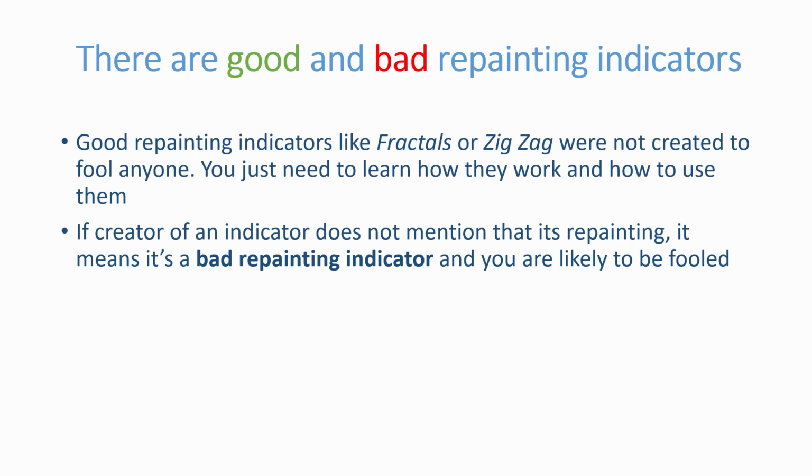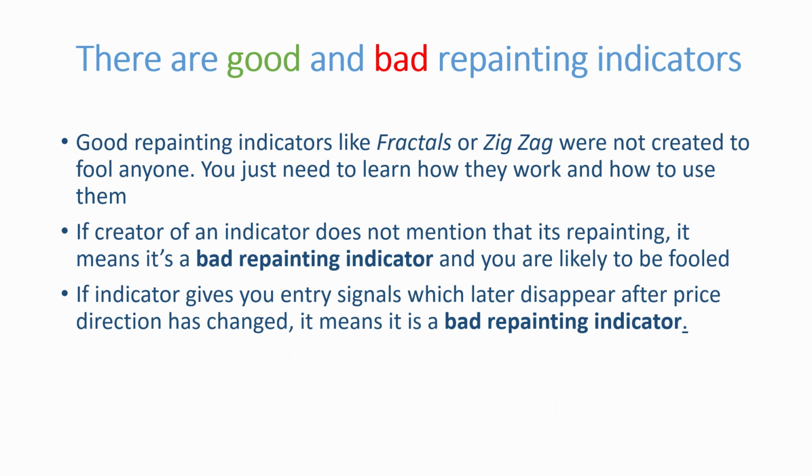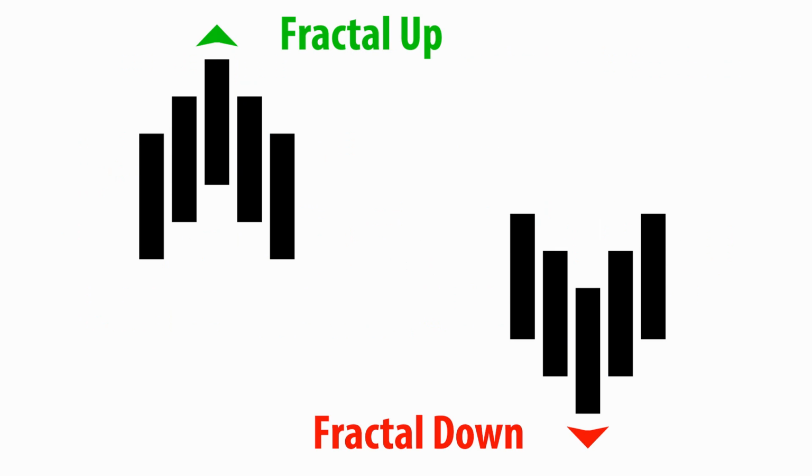the creator of an indicator does not mention that it's repainting, it means it's a bad repainting indicator and you are likely to be fooled. Also, if an indicator gives you entry signals which later disappear after price direction has changed, it means it is a bad repainting indicator as well. Because entry signals should not change once they are drawn on the chart. They should not disappear. Here's an example of a fractal indicator.